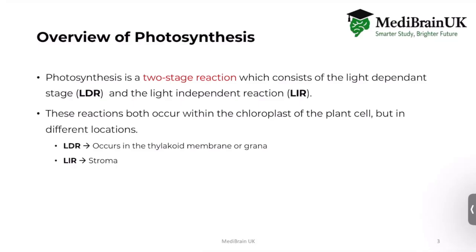So there are two stages for photosynthesis. The first stage is the light dependent reaction, and then the second stage is the light independent reaction. The light dependent reaction occurs in your thylakoid membrane, and your light independent reaction occurs within your stroma. Two different aspects of a chloroplast.